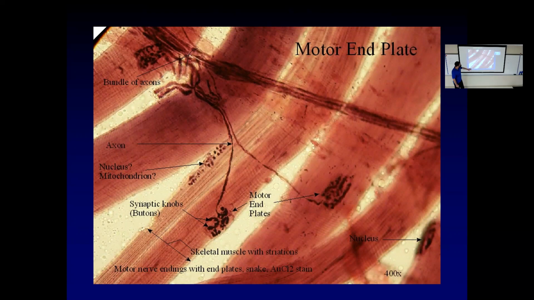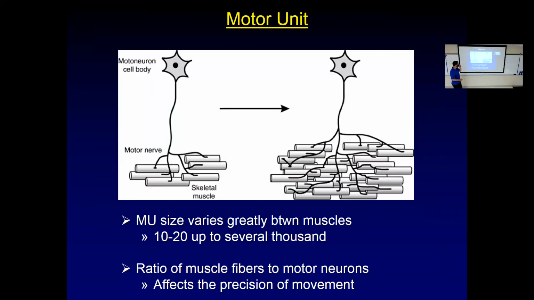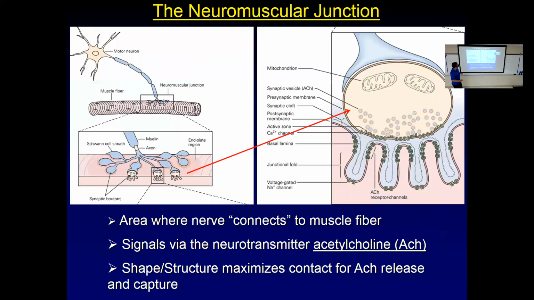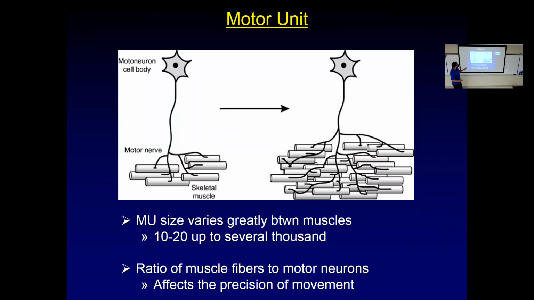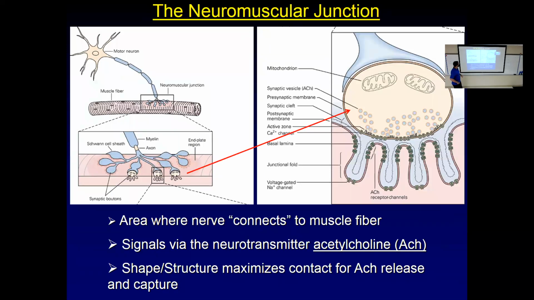Okay, so we're going to look now a little bit more closely at what's going on at the junction itself. Nope, we're not going to do that yet. We're not going to do that yet. We've talked about motor units. Okay, so there's an extra slide there. My apologies.